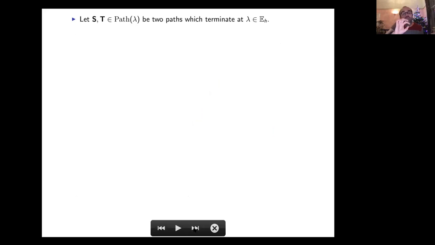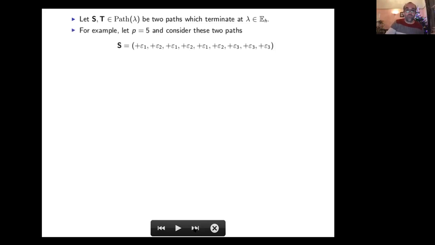So what I've told you so far is bases of this algebra, and now I want to tell you about the algebra itself. So let's take two paths which terminate at the same point. So I'm going to have p is 5 now, because that's a much better prime than 6. And here's a step path which goes 1, 2, 1, 2, 1, 2, 3, 3, 3. And here's another path which goes 1, 2, 3, 1, 2, 3, 1, 2, 3. And both of them start at the origin and end at the point 3 cubed.